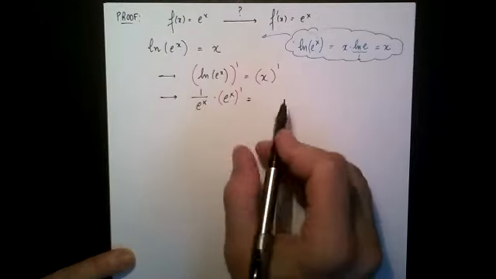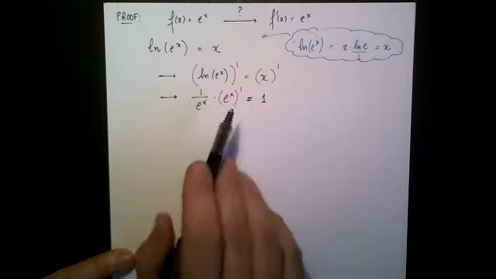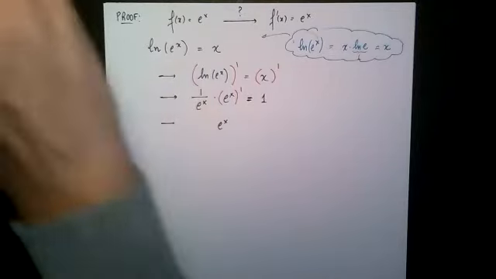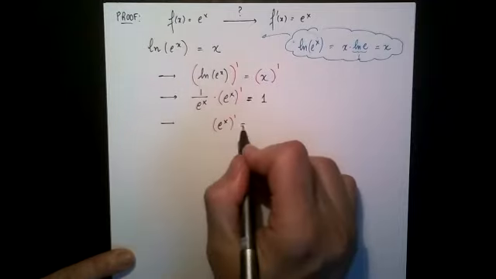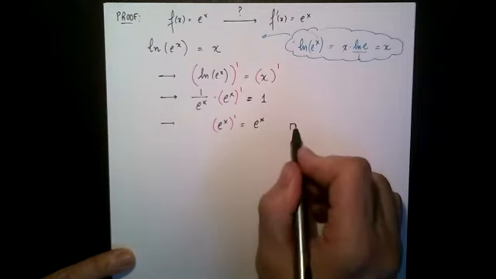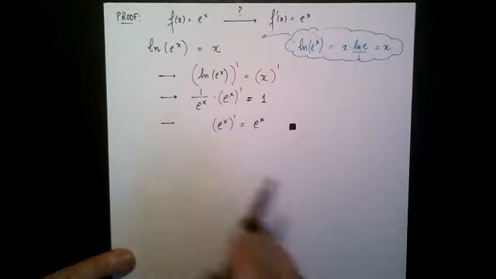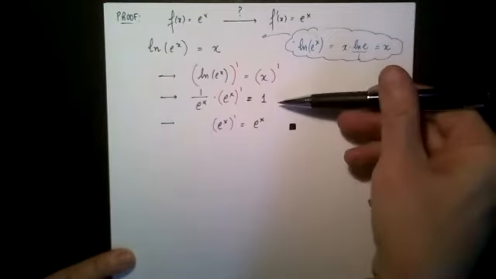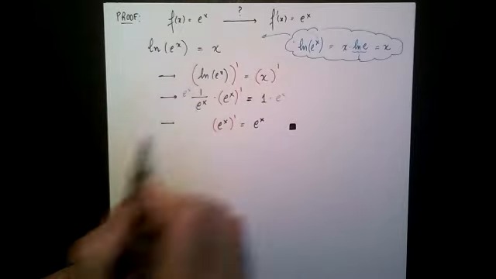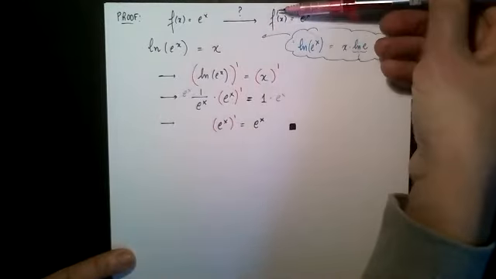Good. Equals the derivative of x, which is 1. Perfect. So now I'm going to isolate e to the x prime. So what do I get? You send the e to the x up here, you get just e to the x, and I'm done. Looks easy when I do it, but that's all there is. How did I get from this step to the last step? I just multiplied both sides by e to the x. So e to the x prime is e to the x. That's what I want to show.